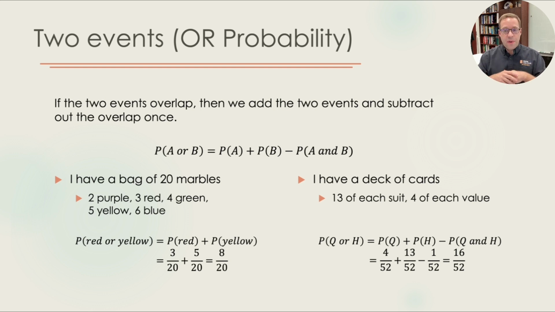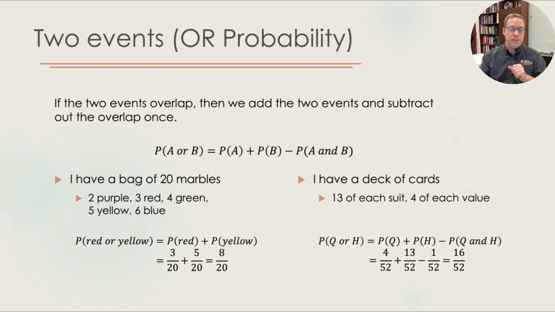But in our other example, we said that we have a deck of cards, 13 cards of each suit, and between the 4 suits, that means that you have 4 cards of each value. 4 times 13 is 52. So the probability of drawing either a queen or a heart would be the probability of drawing a queen plus the probability of drawing a heart minus the probability of drawing the queen of hearts. Why did we have to have this minus term in the second example with the deck of cards, but not in the first example with the marbles?